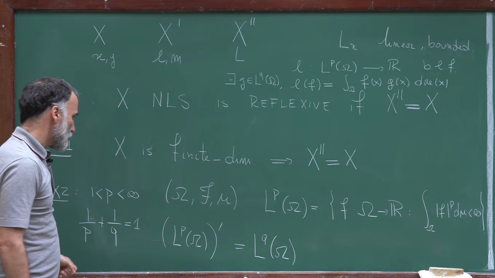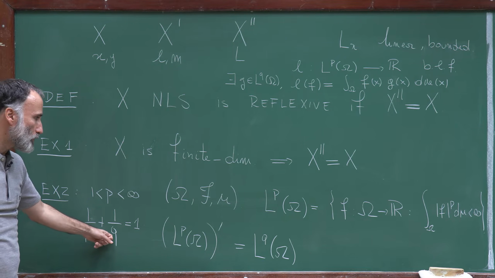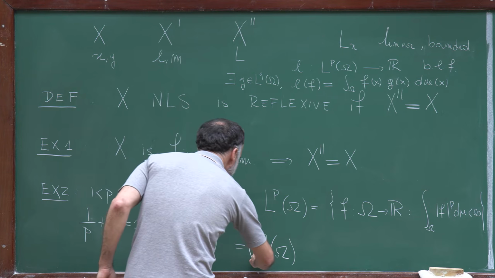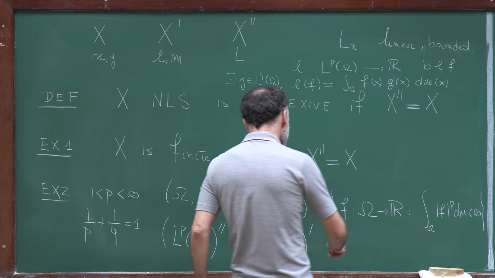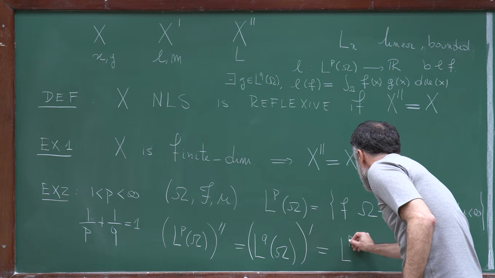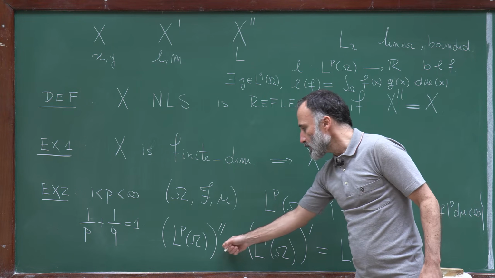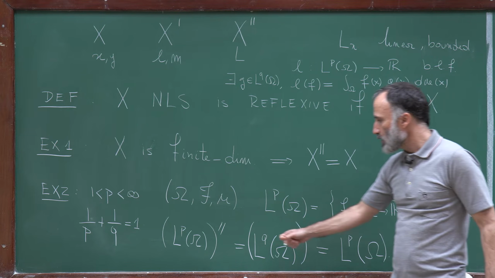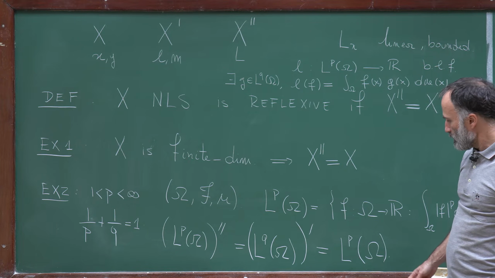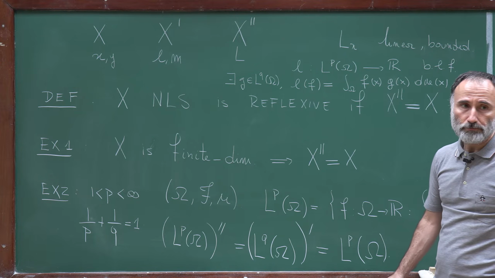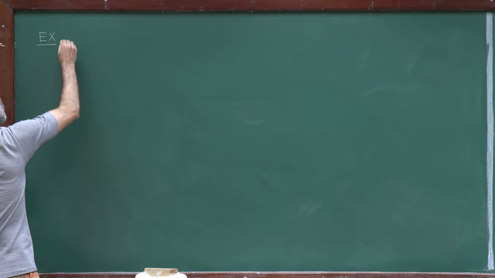Once you know that, you see that if q is the conjugate of p, p is the conjugate of q, which means that if I consider the dual of the dual, I get the dual of L^q, and by the previous claim, this is just L^p of omega. We have an example in which the space coincides with the dual of its dual. So we have here an example of a normed linear space which is reflexive. Now let me give you an example of a space which is not reflexive.